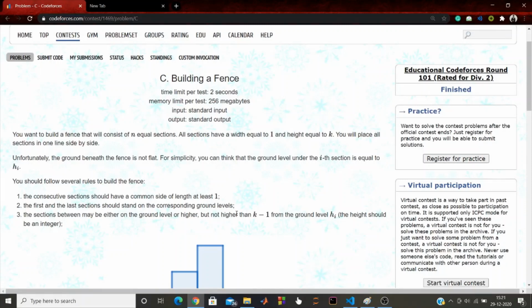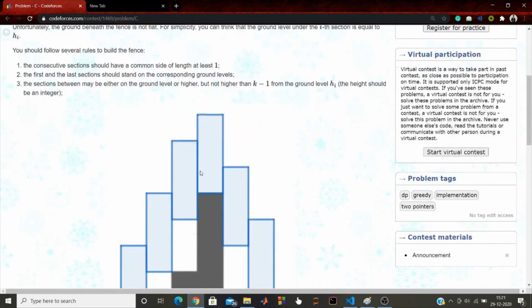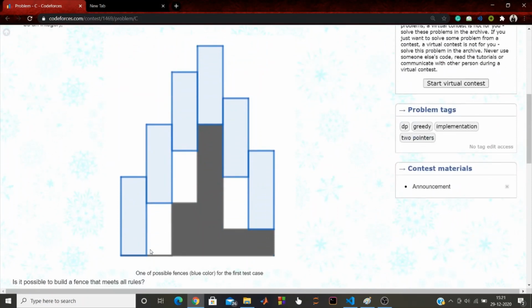Okay, hello guys. Today we are going to solve the problem Building a Fence of Codeforces Educational Round 101. In this problem, we have been given an initial ground level for some slabs to be arranged. We have been given a fixed size of slab.